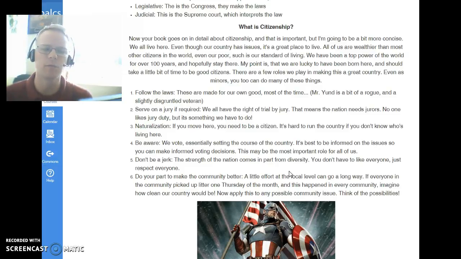Naturalization is a fancy word for becoming an American citizen. If you moved here from another country, it's right and good to go through the process of becoming a citizen, and it's important for the government to know how to serve the will of the people, to know who's living here.